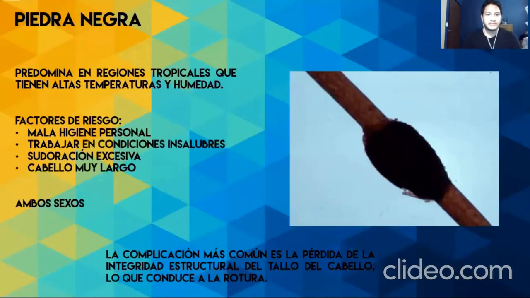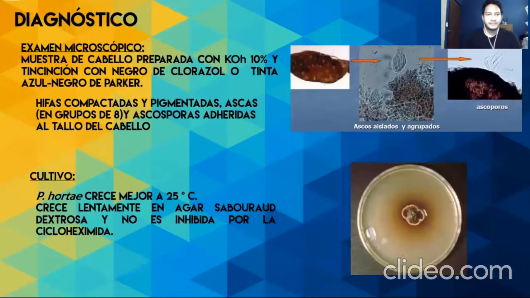It is common in tropical regions, which have high temperature and humidity, such as South American countries, and the risk factors are the same, plus very long hair. It affects both sexes and it has the same complication as white piedra. The diagnosis is done in the same way, and the hyphae here are very compact. They are packed and pigmented.